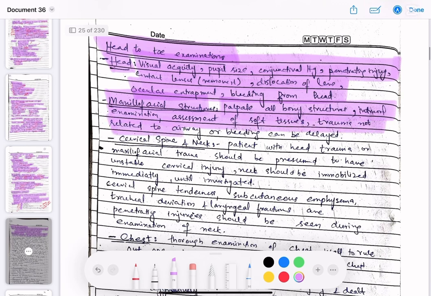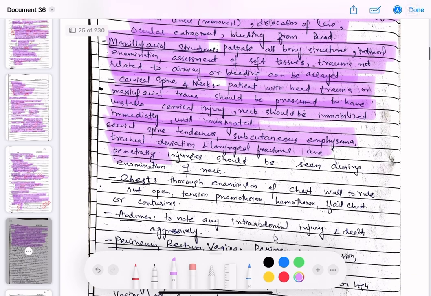For cervical spine and neck, a patient with head trauma or maxillofacial trauma should be presumed to have an unstable cervical injury. The neck should be immobilized immediately until investigated. Cervical spine tenderness is checked, subcutaneous emphysema, tracheal deviation, and laryngeal fractures. Penetrating injuries should be seen during examination of the neck.